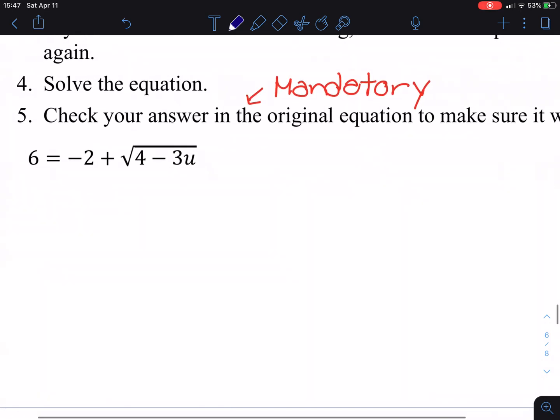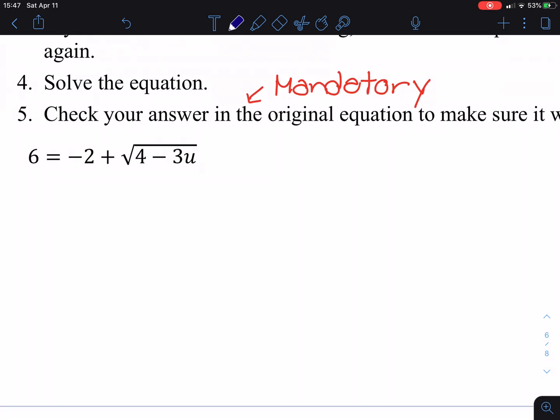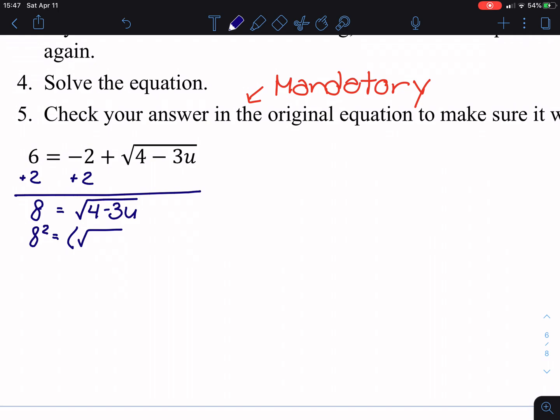So we have 6 is equal to negative 2 plus the square root of 4 minus 3u. The first thing I want to do is isolate my radical. I'm going to do that by adding 2 to both sides. So I have 8 is equal to the square root of 4 minus 3u. Now that I've got my radical isolated on one side, I'm going to square both sides.